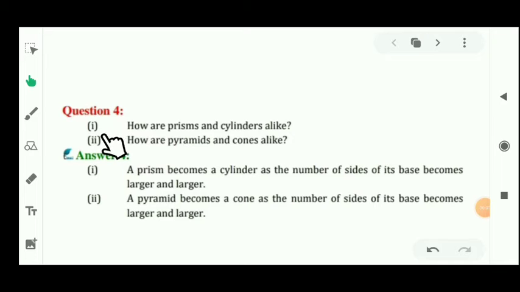Let's see the question number 4. The first part is, how are prism and cylinder alike? The second part is, how are pyramids and cones alike? Let's see the solution. The first part is, a prism becomes a cylinder as the number of sides of its base becomes larger and larger. Similarly, the solution of the second part is, a pyramid becomes a cone as the number of sides of its base becomes larger and larger. This is the solution of question number 4.